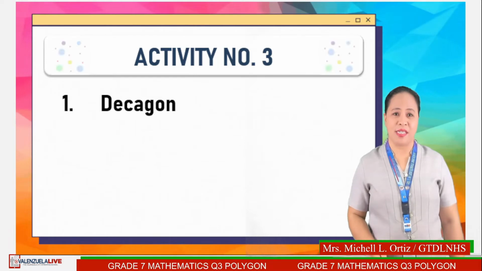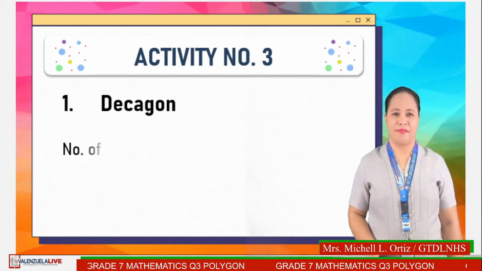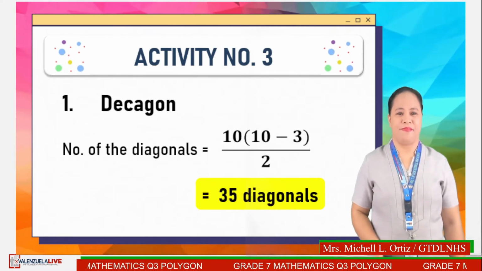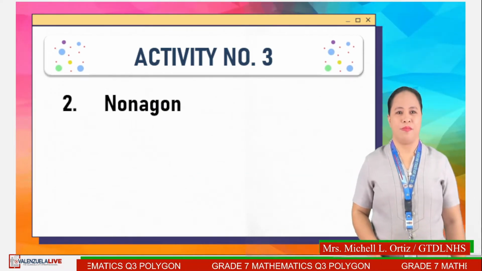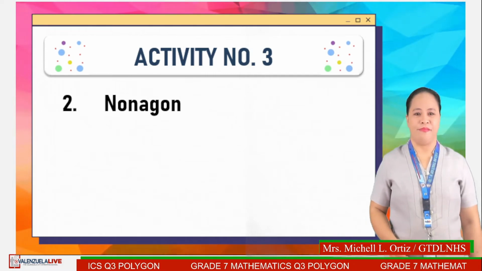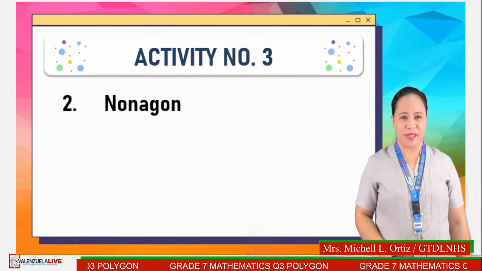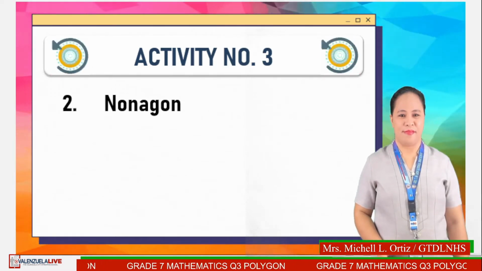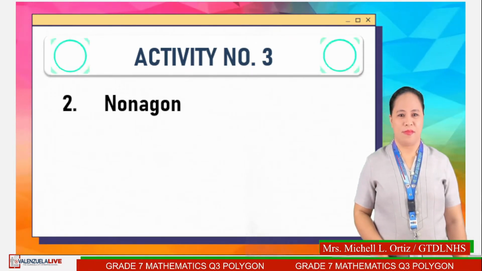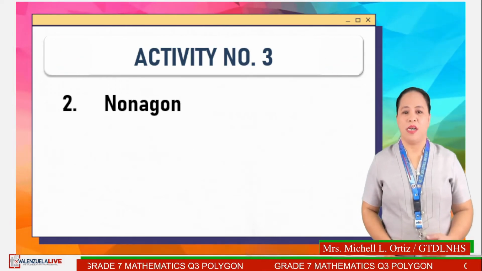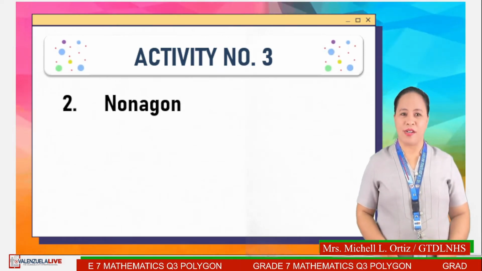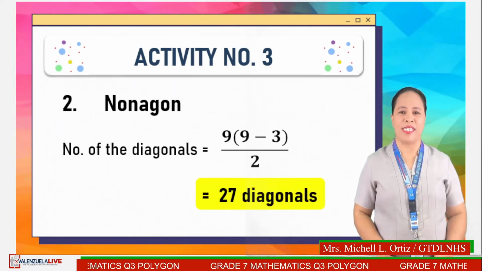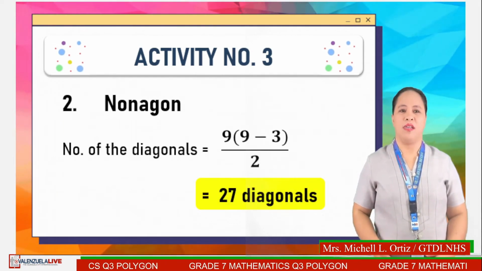Correct answer is 35 diagonals. Number 2, nonagon. 5 seconds, go! Correct answer is a nonagon has 27 diagonals. Number 3.